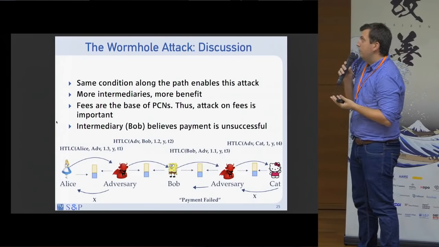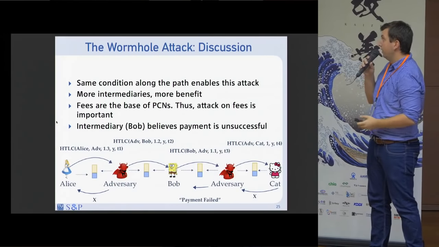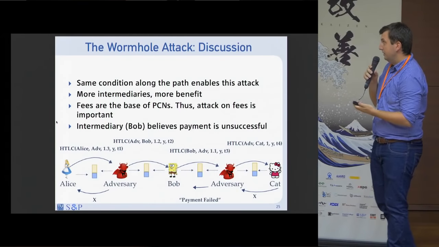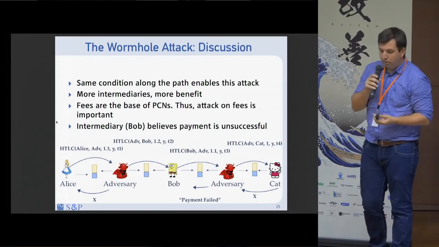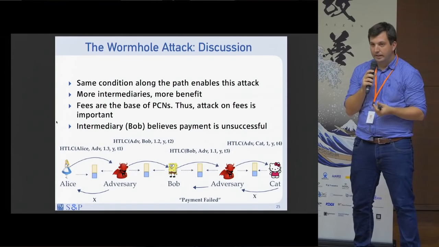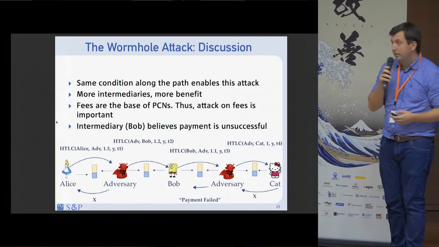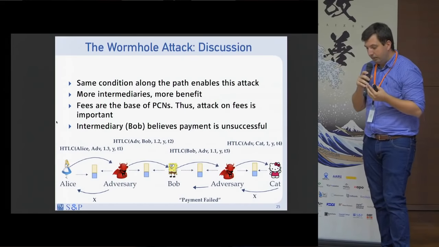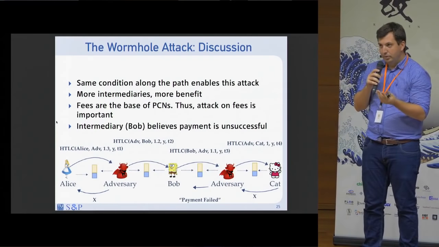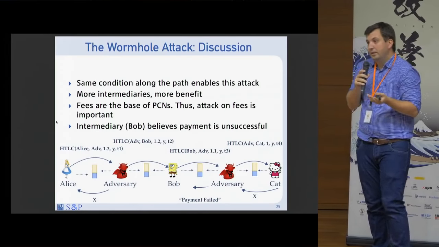The main problem here is that the same condition, the same hash value, the same y, is used in the whole path. And as you can imagine, the more intermediaries there are between the adversary, the more fees the adversary can gain. As I said, I think it's important because fees are the base for the Lightning Network, for payment channel networks in general, because that's the main motivation that the intermediary users have to be participants in the payment channel network. Another important point is that from the point of view of Bob, he believes that the payment failed, and there is no trace that he can use to claim that the adversary did something wrong. For him, it looks like a totally normal payment that just didn't succeed.